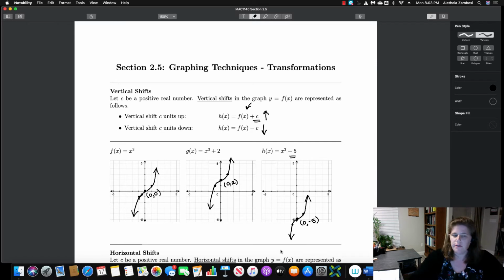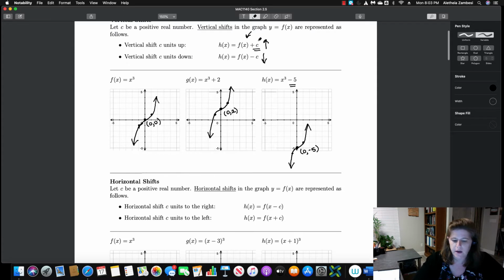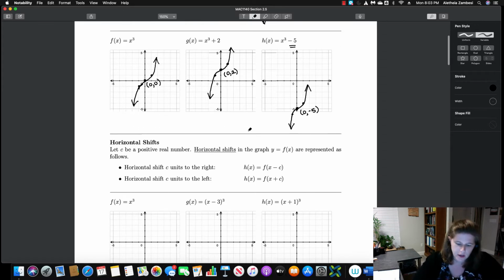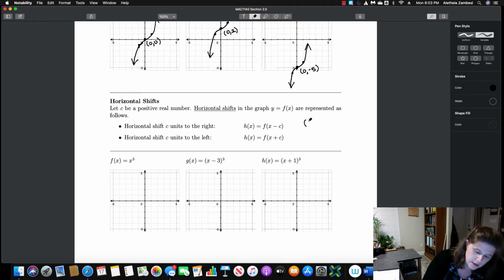Now we also have horizontal shifts. Where vertical shifts put the constant on the end, horizontal shifts have the constant in the grouping symbol with the x. So if you have a squared function, that's when you have x minus 4 squared. That's a horizontal shift. Horizontal shifts move in the opposite direction of the sign. If I'm moving to the right, then what I'll see is a negative sign in here. So negative signs move to the right. If I'm moving to the left, I have a positive sign in here, and that moves to the left.